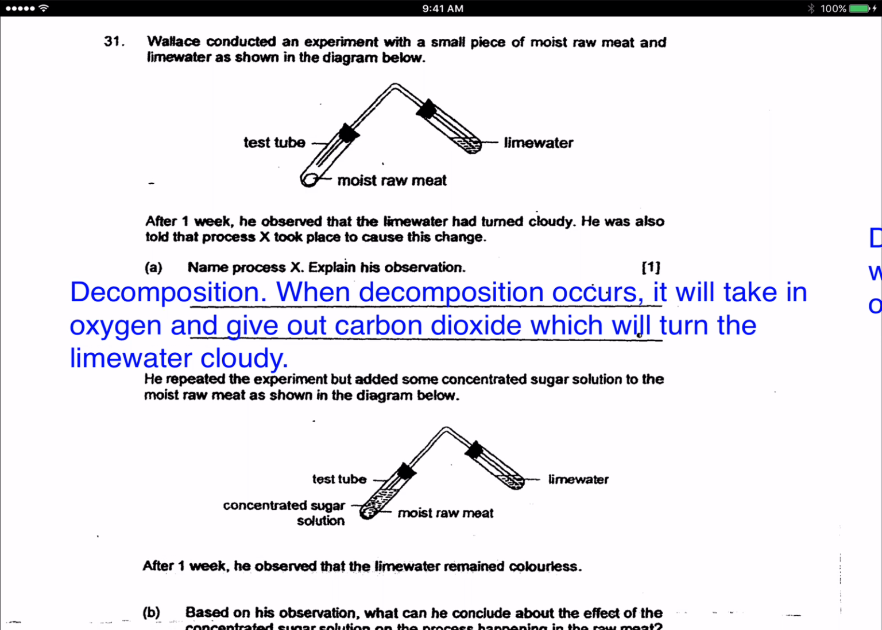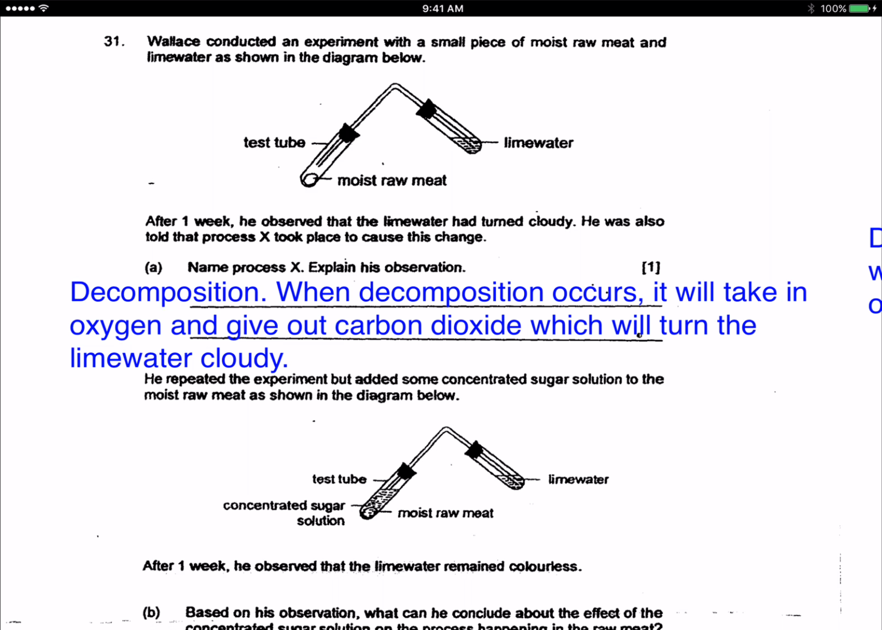So question number one. What is the process, right? The process is decomposition. Not 191, 31, okay? So it's decomposition. Explain his observation. What is his observation here? That this thing turns chalky, cloudy, chalky. So you have to explain why it turned chalky. It's because of the presence of carbon dioxide, which came out as a result of this decomposition.